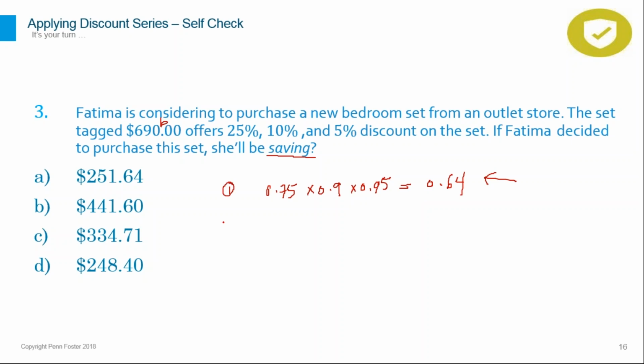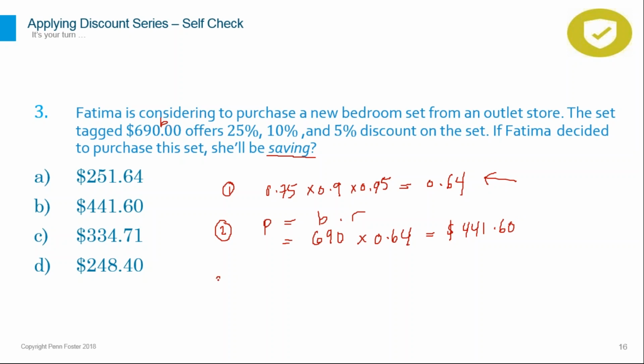That is step number 1. Step number 2, you can use the formula P equals B times R. B is the $690 times the R here, the selling price percent. So that will give us directly the selling price. Multiply, and that will give you the selling price at $441.60. So this is not the savings. This is the end price of the bedroom set.